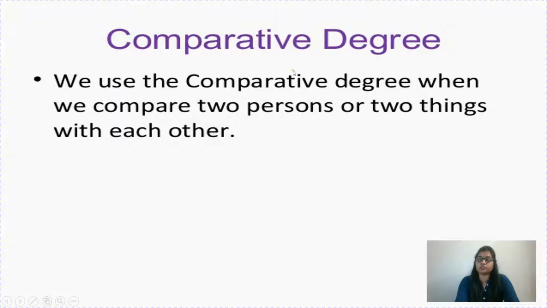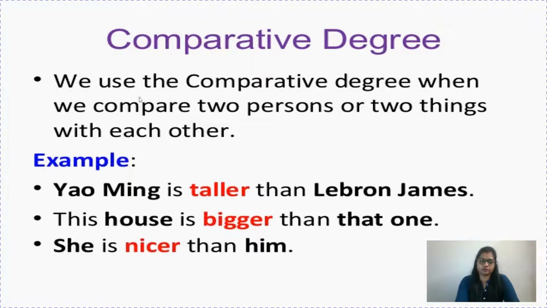Comparative degree: we use the comparative degree when we compare 2 persons or you can say 2 people. Plural of person is people. 2 people or 2 things with each other. Like Yao Ming is taller than LeBron James. This house is bigger than that one and she is nicer than him. So before we have learnt about only one boy, house or flower. But here when we are comparing between 2, then we will write taller, bigger, nicer, more beautiful like this.